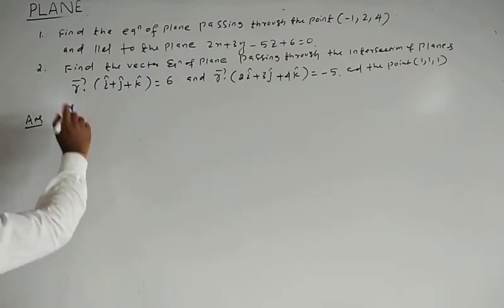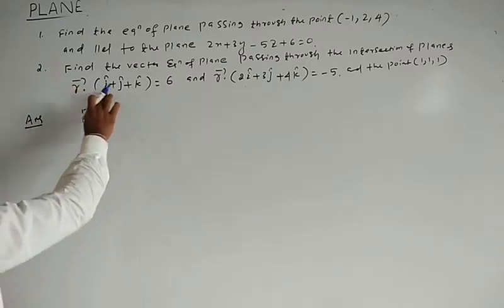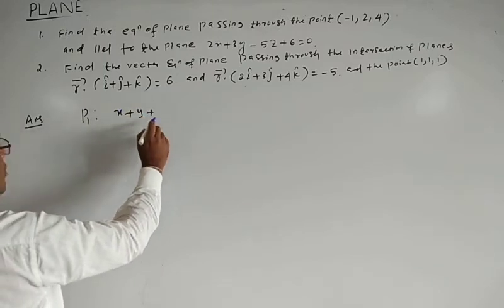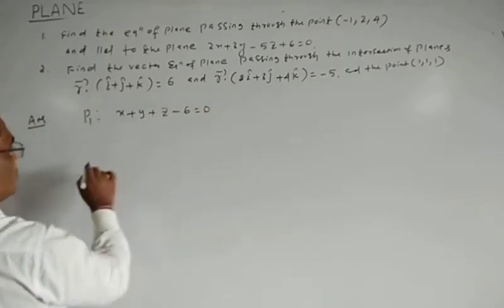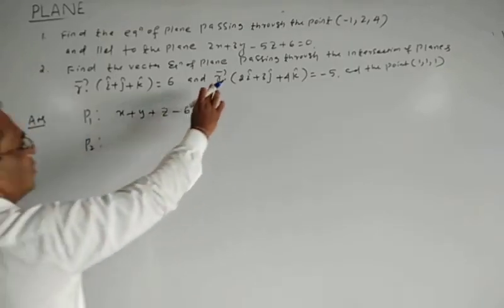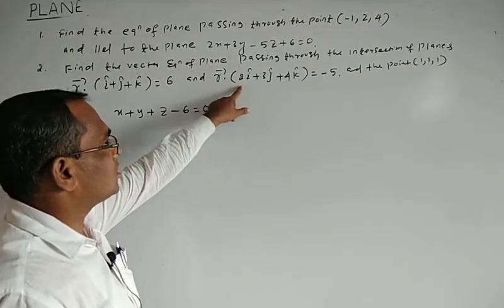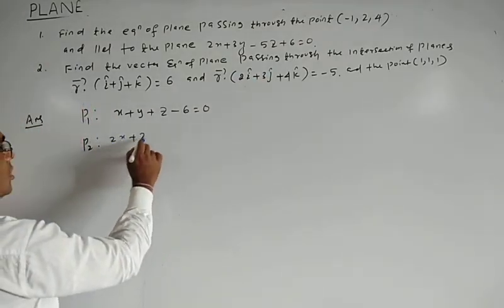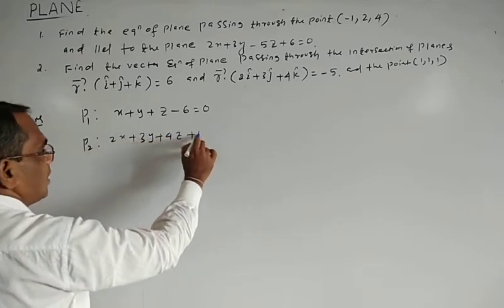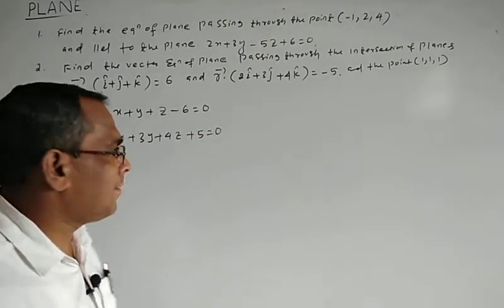So in Cartesian form, P1: r vector is equal to xi cap plus yj cap plus zk cap. That's why this is equal to x plus y plus z is equal to 6, that is, x plus y plus z minus 6 is equal to 0. And P2: r vector means xi cap plus yj cap plus zk cap, that is 2x plus 3y plus 4z is equal to minus 5. That implies 2x plus 3y plus 4z plus 5 is equal to 0. This is the Cartesian form of the given equation of the plane.